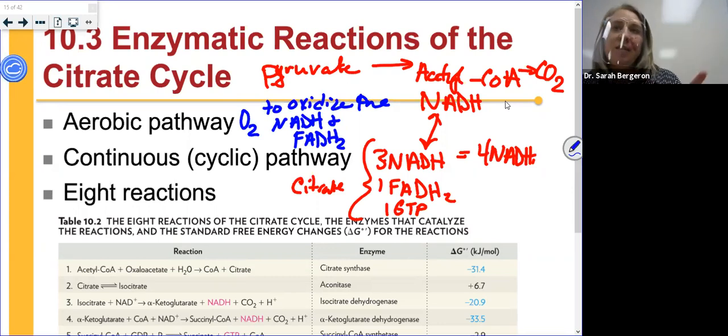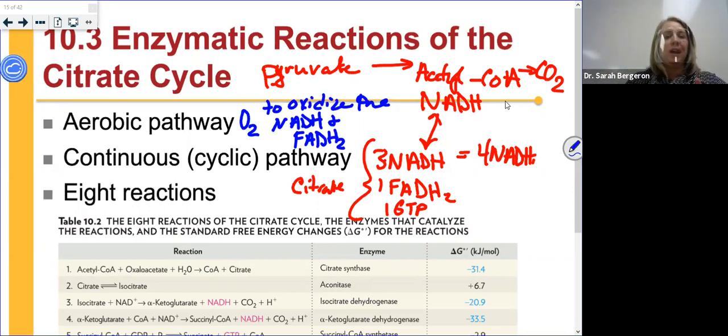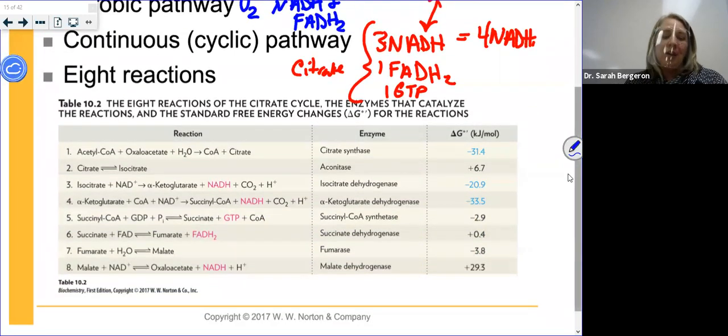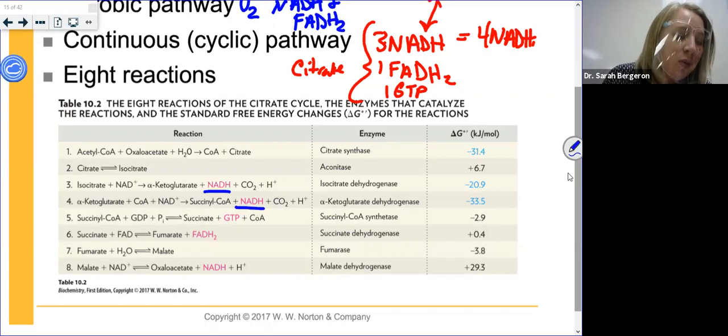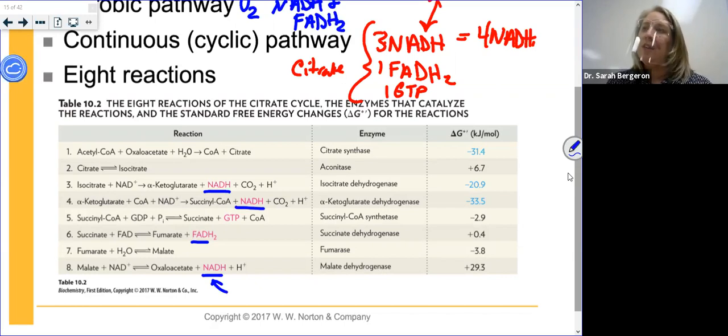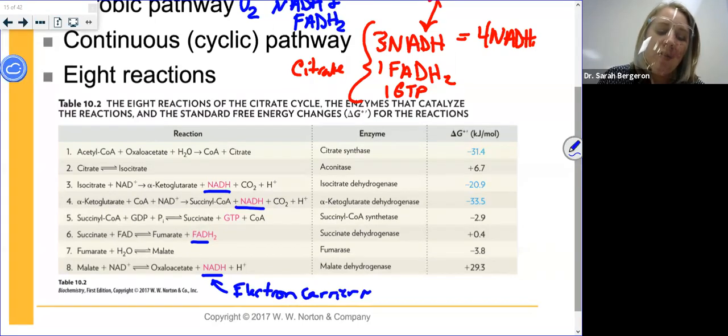It's a continuous cyclic pathway, right? We're going to see that our first reactant is going to be our last product. That's what makes it cyclic. And we'll see 8 different reactions. There are some where you should be able to recognize what's important. For example, we have 4 reactions that are making what? How do we name NADH and FADH2 together? Electron carrier molecules.